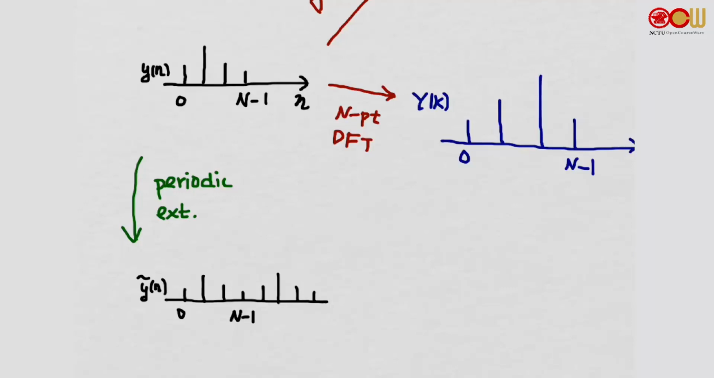Then we get a periodic sequence y tilde of n that has period N. For this periodic sequence, we may apply the discrete time Fourier transform, and we can also compute the discrete Fourier series coefficients. If we compute the discrete Fourier series coefficients, how are they related to the N-point DFT of y[n]? They are the same thing. The DFS coefficients of this periodic sequence are simply Y[k].